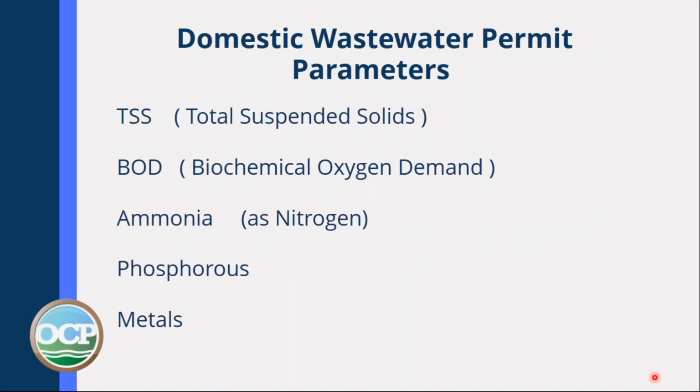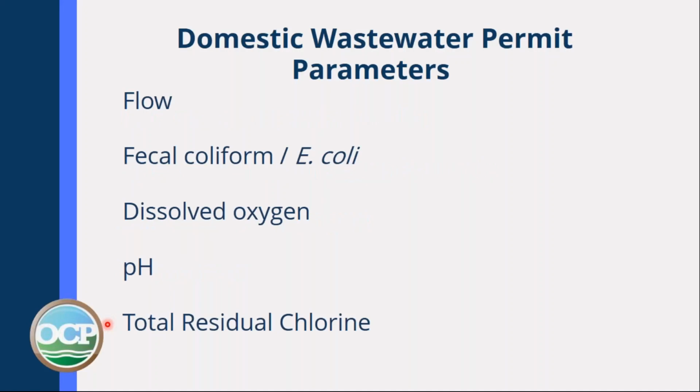But for domestic wastewater parameters, this is a list of the next couple of slides. We are going to look for total suspended solids, biochemical oxygen demand. This is the amount of organic material in wastewater that bacteria can use. We will look for ammonia and phosphorus and metals. We will look at flow to make sure we are not overloading the plant.